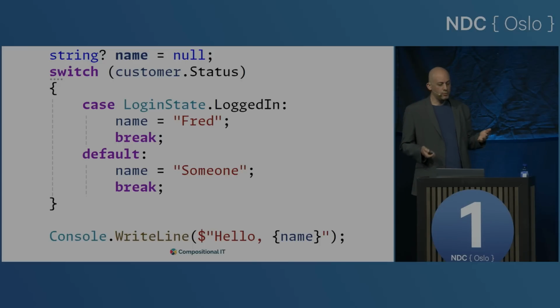But there are a couple of ways that this could go wrong. And this is really simple code. And you may look at it and think, I would never do this. But obviously, we have to start by assigning name to null.